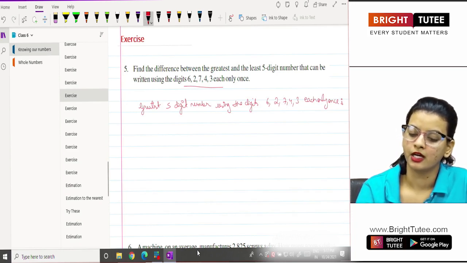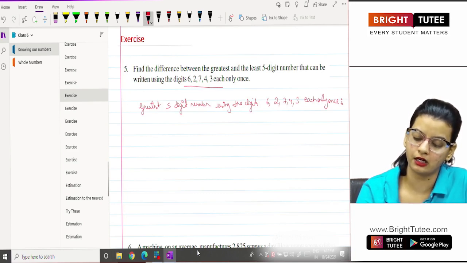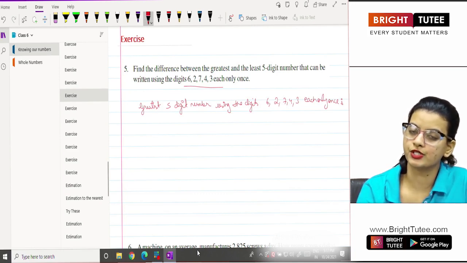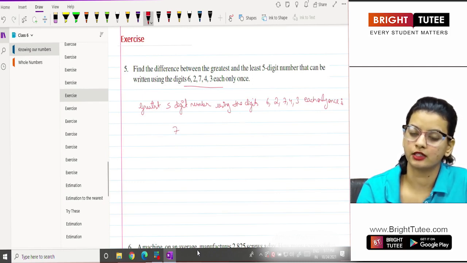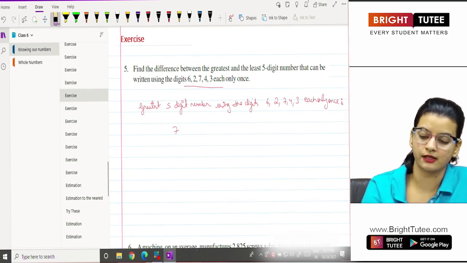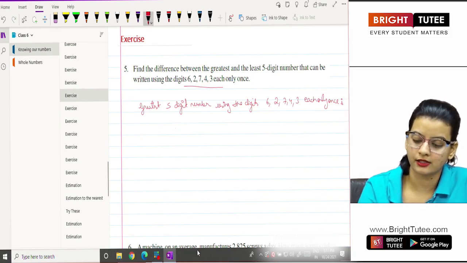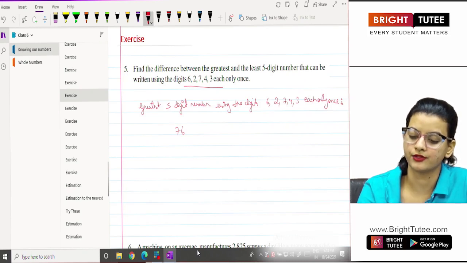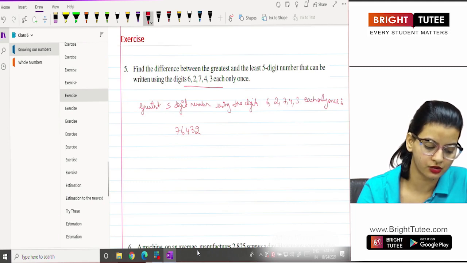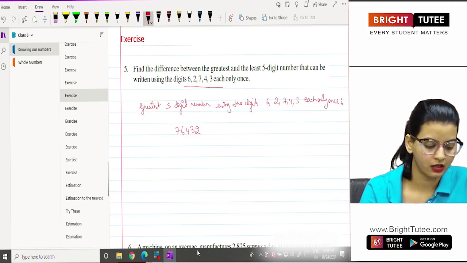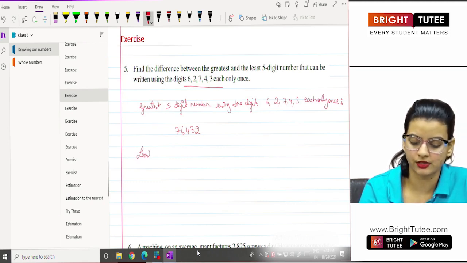So we'll start. In order to make the greatest 5-digit number, in the 10,000s position we are going to place the greatest digit, that is 7. Then the next greater digit is 6. After 7 we have 6, then we have 4, then 3, and then 2. So the greatest 5-digit number using these digits is 76,432.